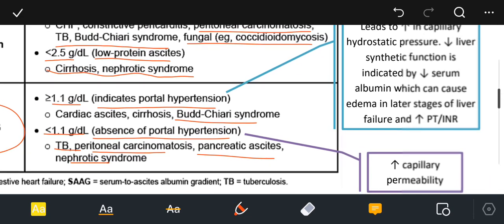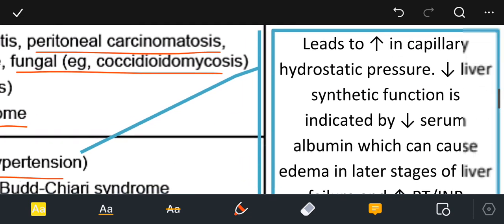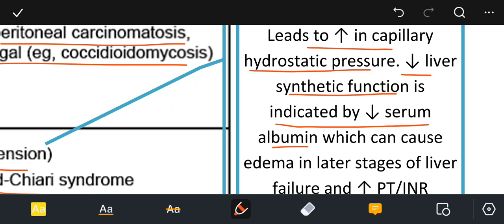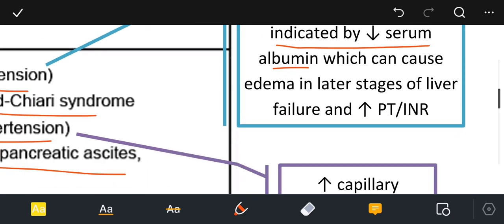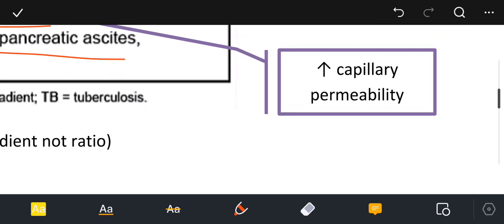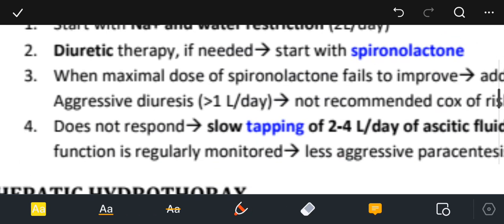So, portal hypertension leads to increased capillary hydrostatic pressure and decreased liver synthetic function, indicated by decreased serum albumin, which can cause edema in the later stages of liver failure and increased PT and INR. In the absence of portal hypertension, the ascites is caused by increased capillary permeability.